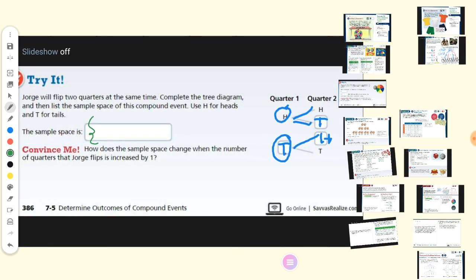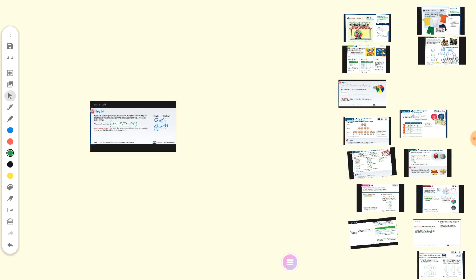Okay? First time, it may be H, head. Second, head, tail. Third, tail, head. Fourth, tail, tail. So the number of all possible outcomes is 4 outcomes.